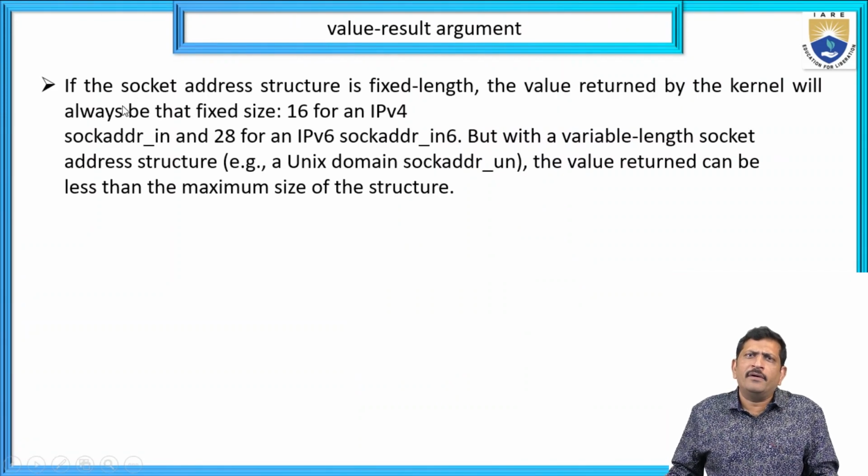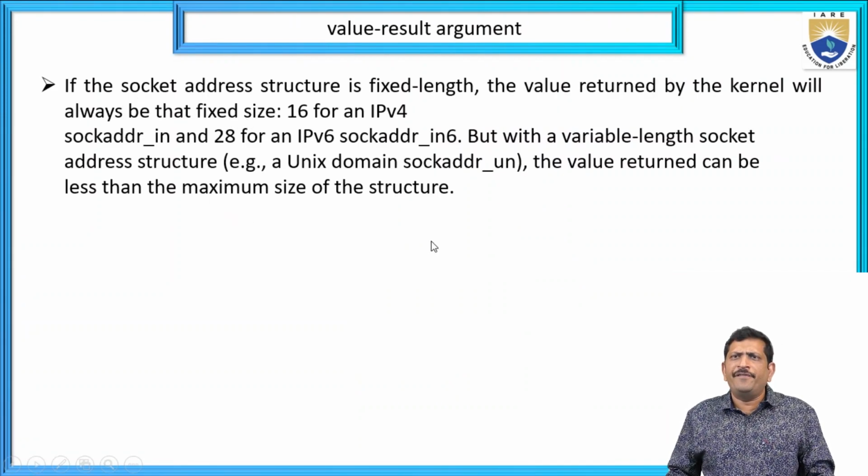Value result, the argument in the socket address structure, is a fixed length. The value returned by the kernel will always be a fixed size, that is 16 bytes for an IPv4 socket address, that is sockaddr_in, and 28 for an IPv6 sockaddr_in6. But for the variable length socket address structure, that is the Unix domain sockaddr_un, the value returned can be less than the maximum size of the structure.